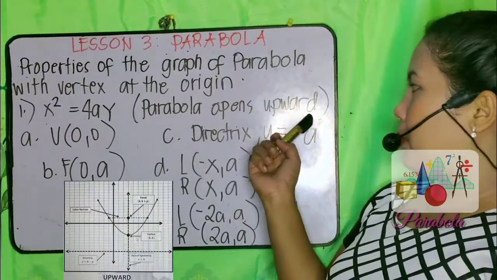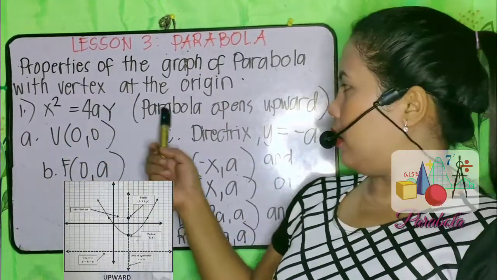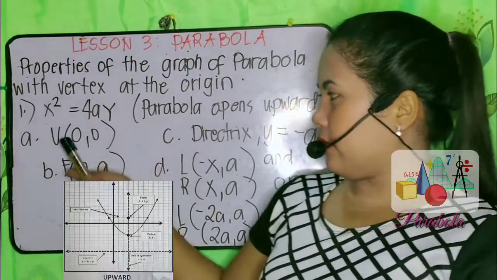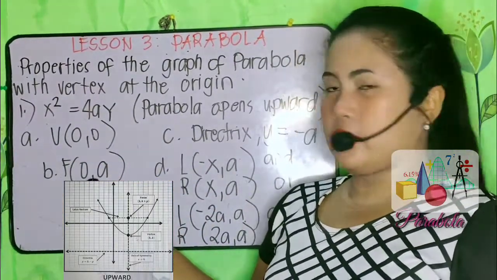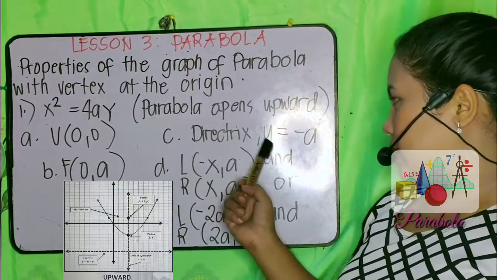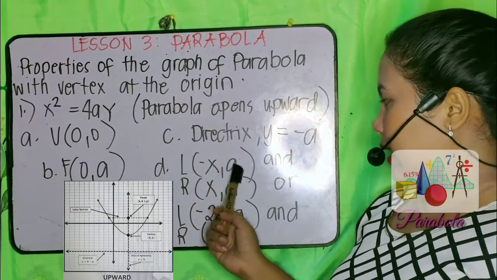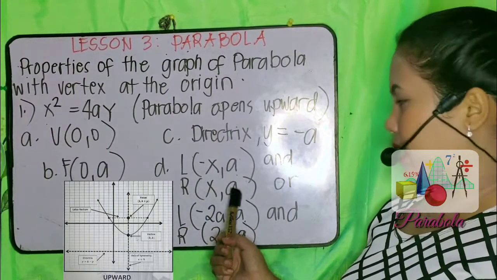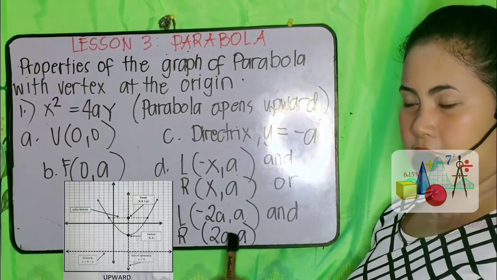For the third property, x squared equals positive 4ay, the parabola opens upward. Take note, x squared equals 4ay, the parabola opens upward. The vertex is (0, 0), the focus is (0, a), the directrix is y equals negative a. For the latus rectum, the endpoints are (negative 2a, a) and (positive 2a, a).